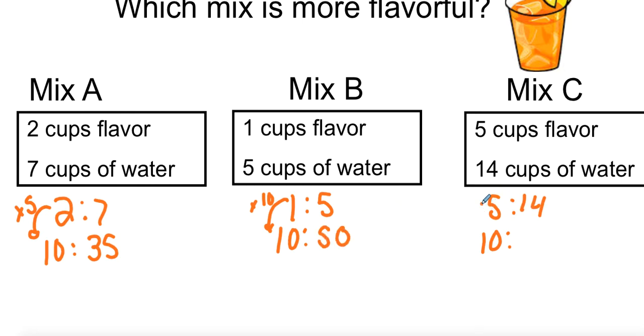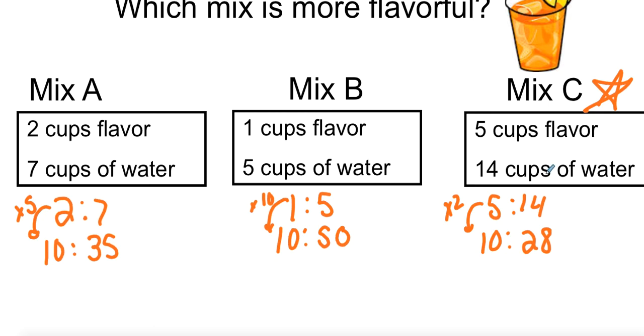And from 5 to 10, we are going to have a scale factor of 2. So in this example, we will have 28 cups of water, since we are multiplying 14 by that same scale factor. Now, just like last time, we're going to see that mix C is still the most flavorful because our ratios didn't change. Now in this example, we have the same amount of flavor for each of these mixes, but mix C has less cups of water, meaning that the flavor is less watered down.